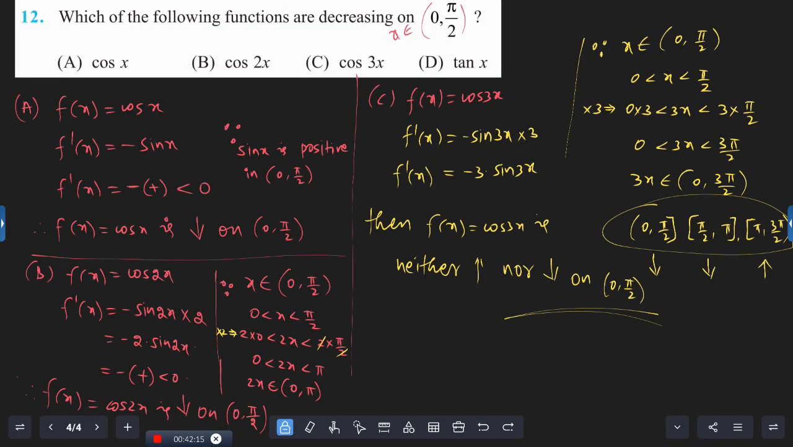See, while you check, we are checking for 3 pi by 2, when you write the given interval. Okay, be careful.